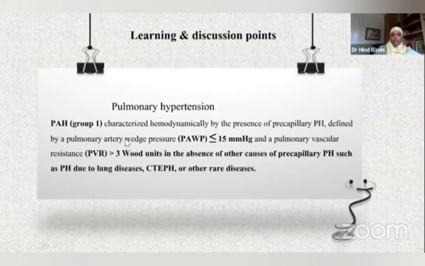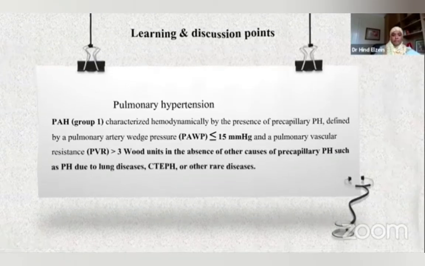Just to mention here, and this is a characteristic of group 1, the hemodynamic characteristic according to the right heart cath: the pulmonary artery wedge pressure is 15 or less, and a pulmonary vascular resistance of more than 3, in the absence of other precapillary pulmonary hypertension, such as pulmonary hypertension secondary to lung disease, or even chronic thromboembolic pulmonary hypertension. So this is the characteristic of group 1 mainly.